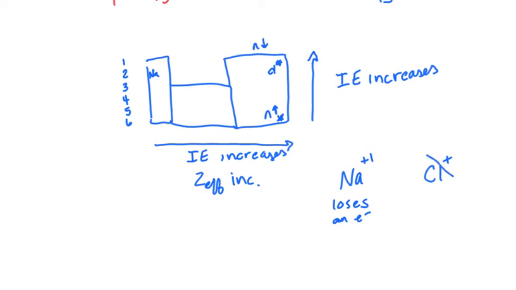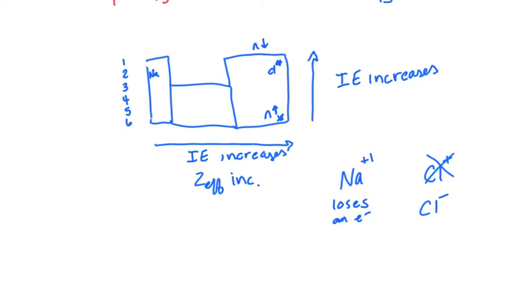So we do not see positive chlorine atoms because it's going to be very hard for it to lose an electron. Instead, we see minus charges because instead it's going to gain an electron, which is what we're going to talk about next with electron affinity.